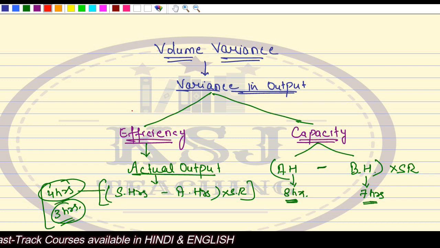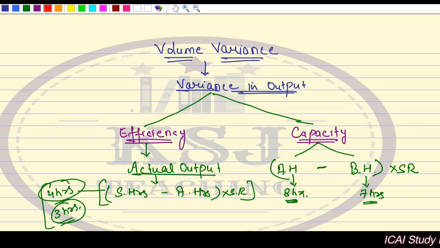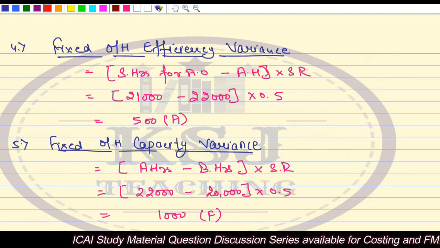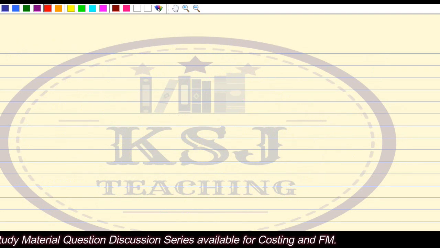From the ICAI point of view, that is for the CA intermediate students, the sales variances are not in the syllabus, right? So you can absolutely skip that. Okay, now coming to the next part. This is all we discussed in the last lecture.